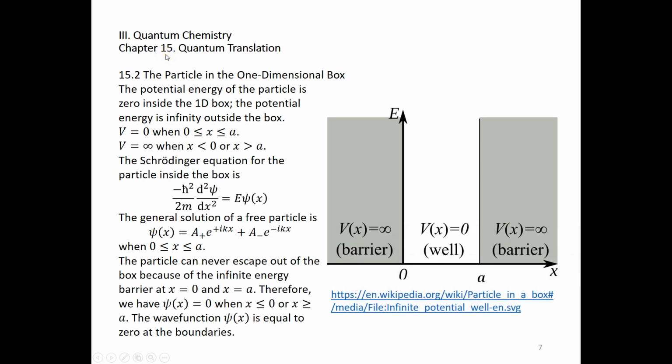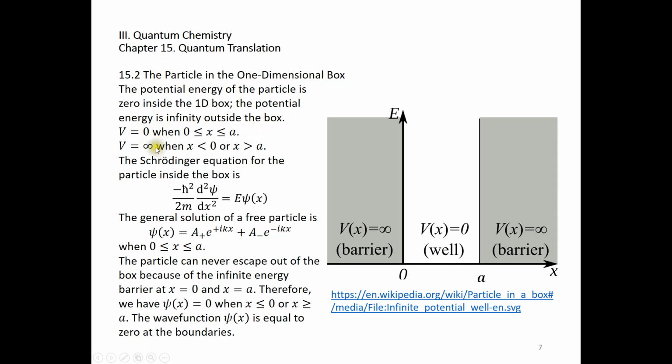Chapter 15, Quantum Translation, Section 15.2, the particle in the one-dimensional box. The potential energy of the particle is zero inside the one-dimensional box, between 0 and A. The potential energy is infinity outside the box.